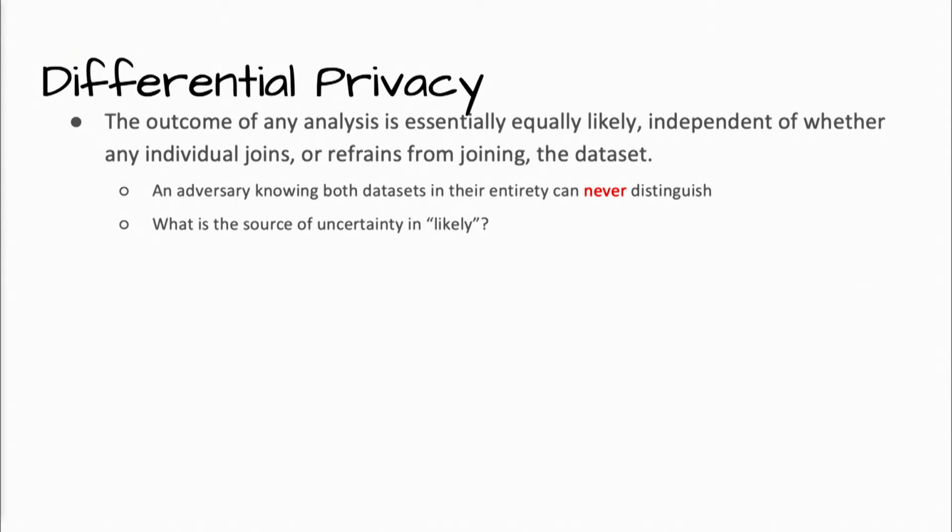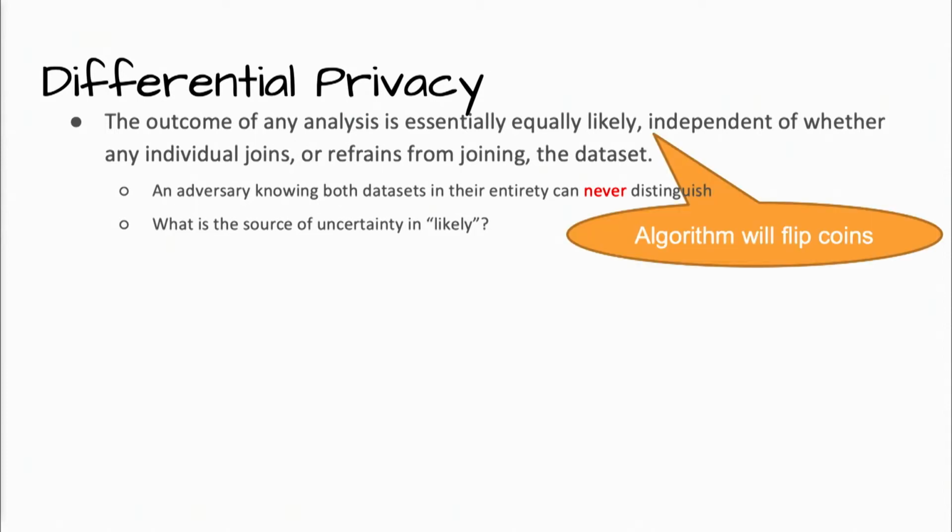So what is the source of this word likely, essentially equally likely? Where's likelihood coming from? It's coming from our algorithms. So our algorithms will flip coins. They will intentionally randomize. And so when we say that 2 events are essentially equally likely, we mean over the probability space induced by the coin flipping. So this is good because the coin flips are under the control of the algorithm. It's not some sampling or maybe something in the data. It's actually under the control of the algorithm. So what's a good analogy for essentially equally likely? How should I think about this?